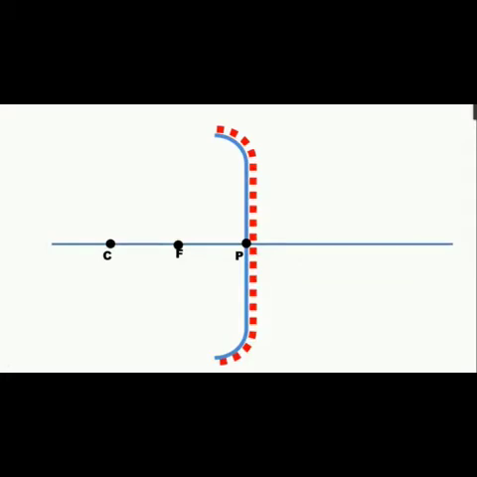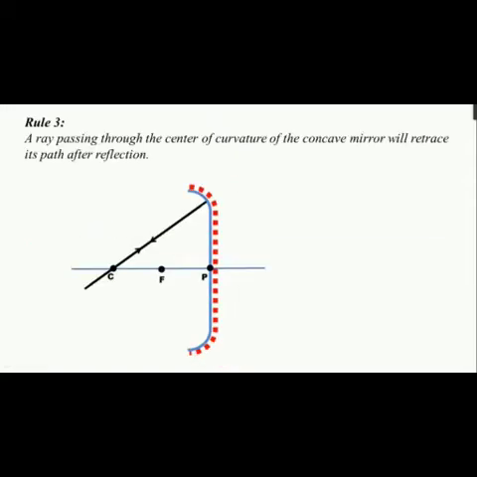And now rule number 3. So if you send a ray through the center of curvature, it comes back through the same path. One more time, so it comes back through the same point. So if you send through this point, this is also going through the center of curvature, it will come back through the same path. So a ray passing through the center of curvature retraces its path. Retrace means coming back through the same path.